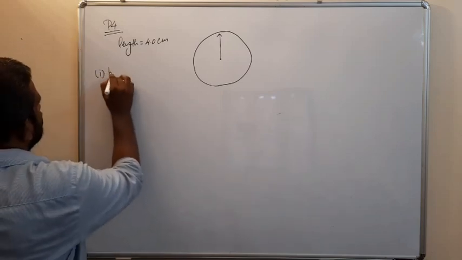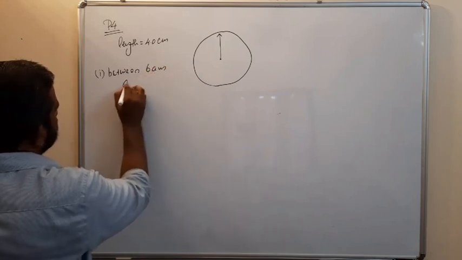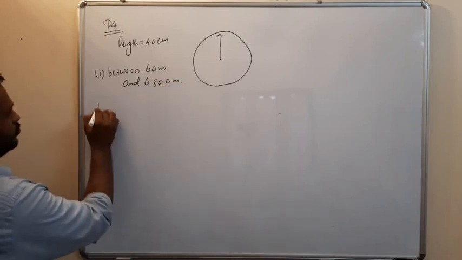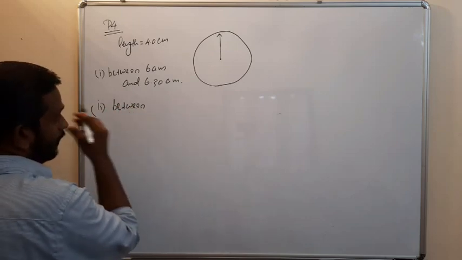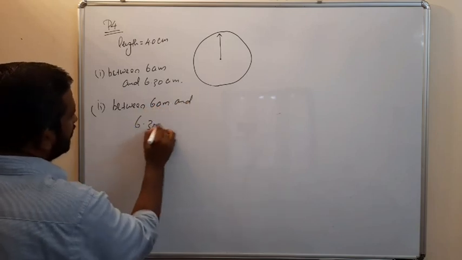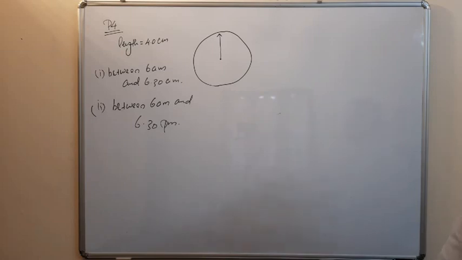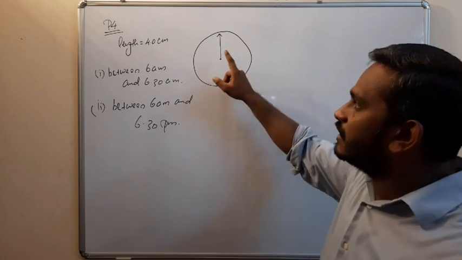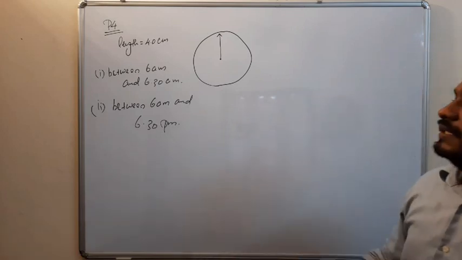One: between 6 a.m. and 6:30 a.m. Two: between 6 a.m. and 6:30 p.m. Clear? A table clock has a minute hand of length 4 centimeter. What is the average velocity of the tip of the minute hand between 6 a.m. and 6:30 a.m., and the second one, 6 a.m. and 6:30 p.m.?